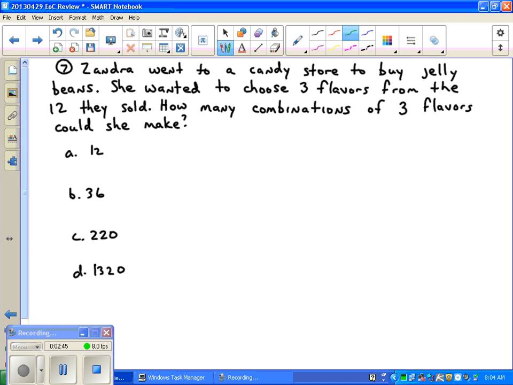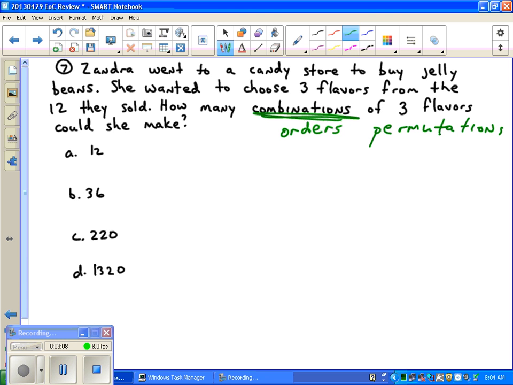Number 7 says Zandra went to a candy store to buy jelly beans. She wanted 3 flavors from the 12 they sold. It says how many combinations. Let the word combination be your key word. If you see combinations, or if you see orders, or if you even see the word permutations, which you probably won't see, all of those words kind of go together.